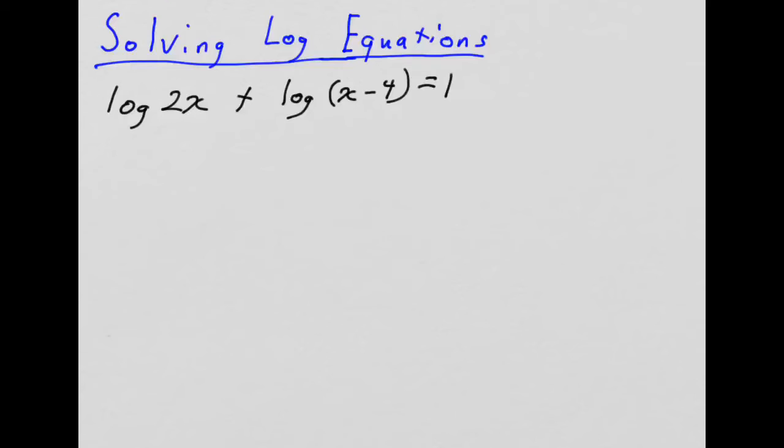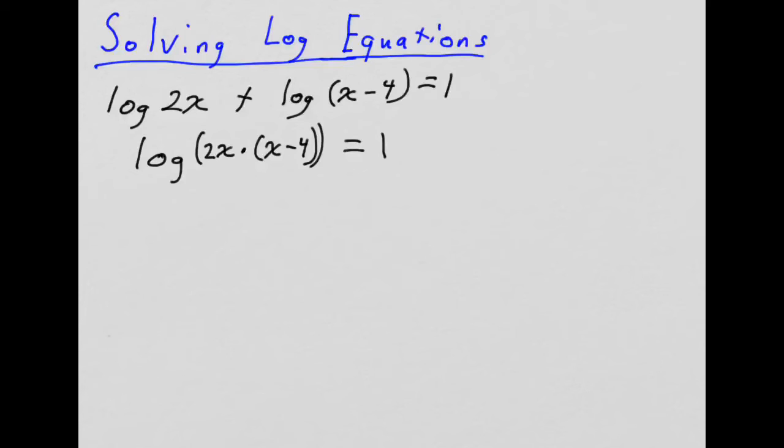I'm going to solve one more log equation. And these guys get a little more fun. We're going to be using the product property. We can see right here that we've got this plus sign. So that's going to tell us to use the product property. If it's a minus, you're going to use the quotient. So we'll rewrite it as log of 2x times x minus 4. And that equals 1.